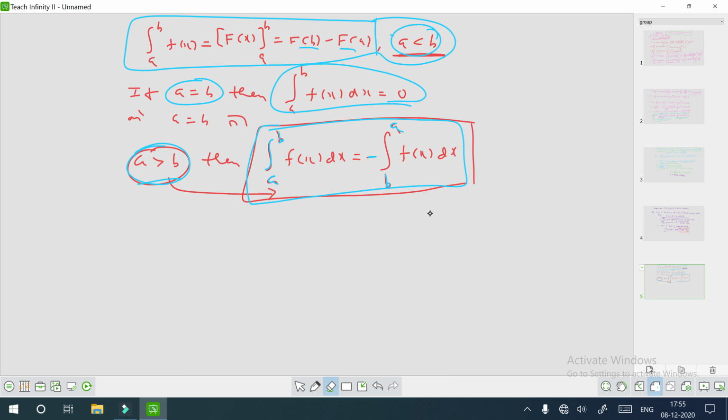Next thing, see here, our aim next is to see that if a less than c less than b, then the integral from a to b of f(x) dx is equal to the integral from a to c of f(x) dx plus the integral from c to b of f(x) dx. This is also an important rule for definite integration.